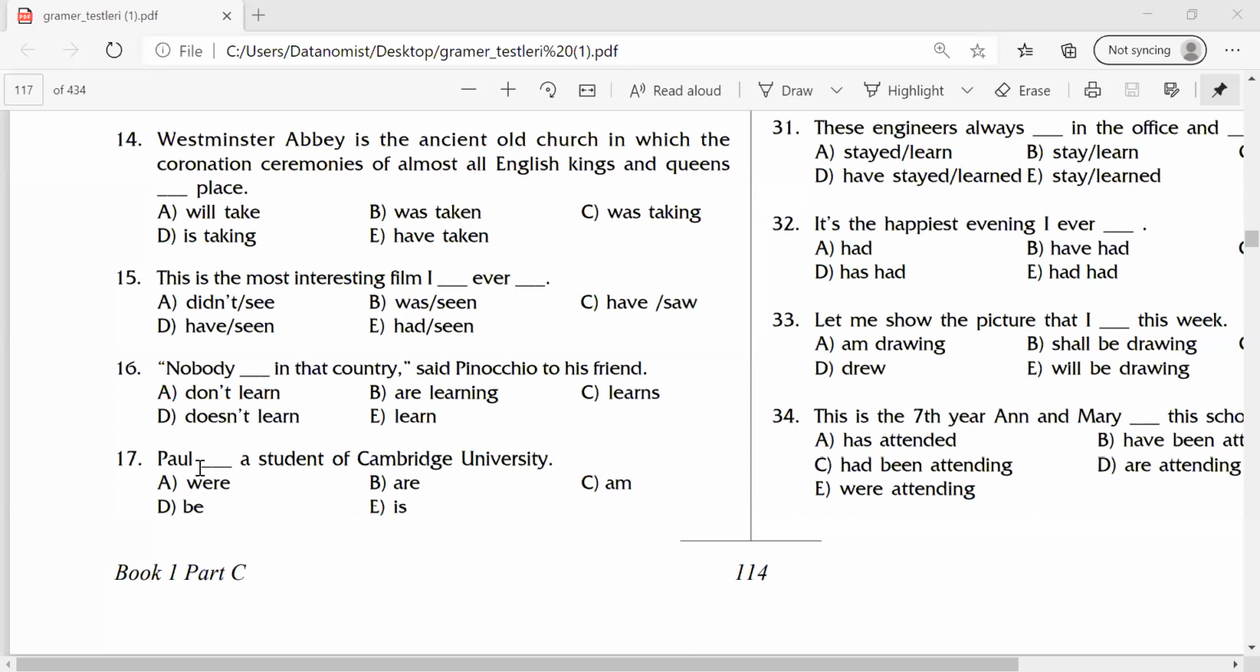71 is easy. Paul Dash, a student of Cambridge University. It means it's a fact. I'm talking about a fact. So is. It's not a problem.